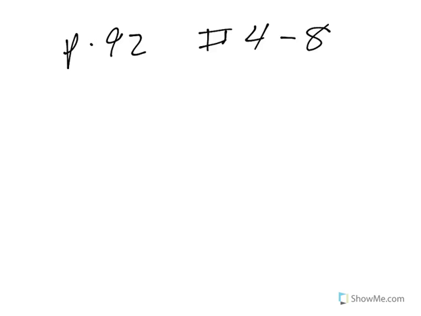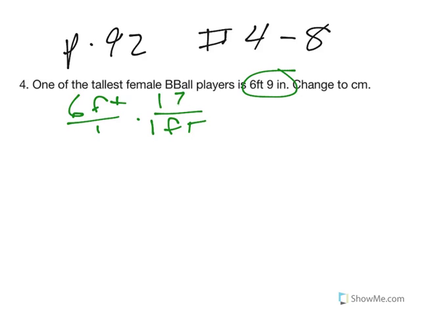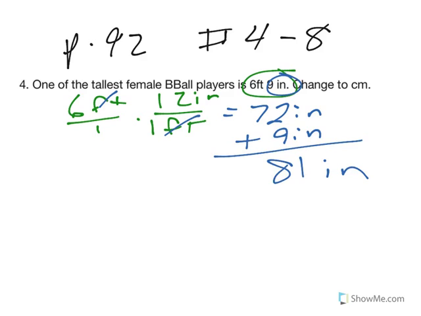At this point, I would like you to turn to page 92 and work on problems 4 through 8. For number 4, the first thing that you have to notice is that you are in feet and inches. You've got to be in the same unit. So if we start with 6 feet, we know 1 foot is 12 inches, so my feet go away. That gives me 72 inches plus the 9 extra inches. So we're starting with 81 inches.